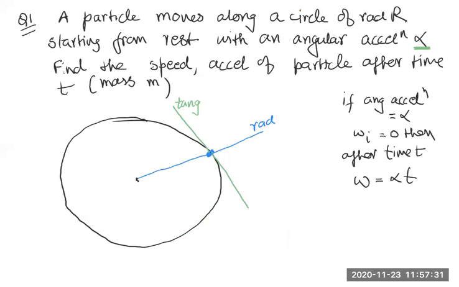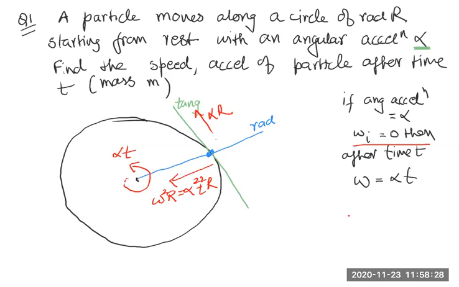Okay, so if the angular acceleration is alpha and the initial angular velocity omega I is equal to 0, then after time t, omega must be equal to alpha t. And we know that the radial acceleration of the particle is equal to omega square r. So this must be equal to alpha square t square r. Since this is non-uniform circular motion, there must be a tangential acceleration as well, and the tangential acceleration will be equal to alpha r. Right?